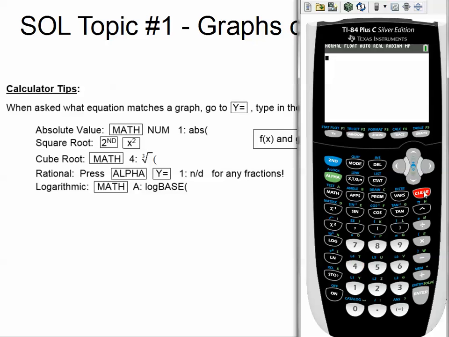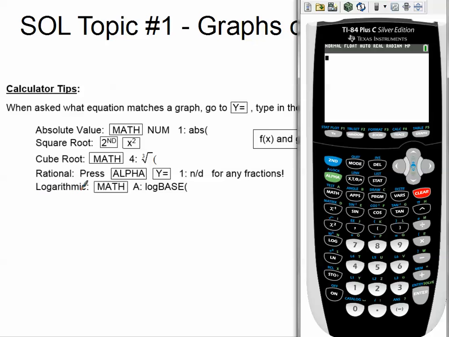All right, clear that. For rational functions, these are fractions. We're going to press alpha, y equals, option number 1. So our alpha button, and then y equals, and then option number 1. This pulls up a fraction, and this is very useful whenever you need to input a fraction into the calculator. Please use that. We'll clear that.